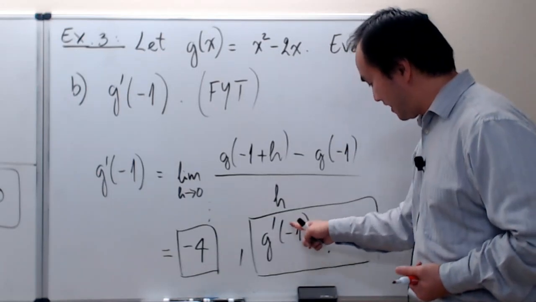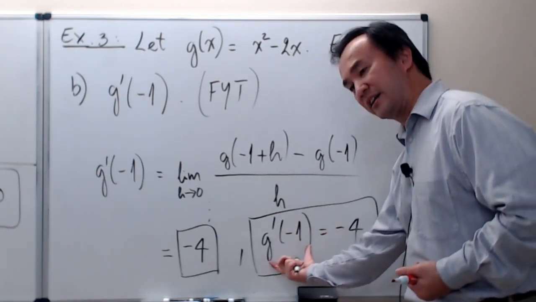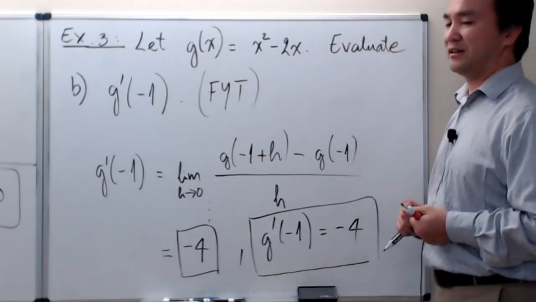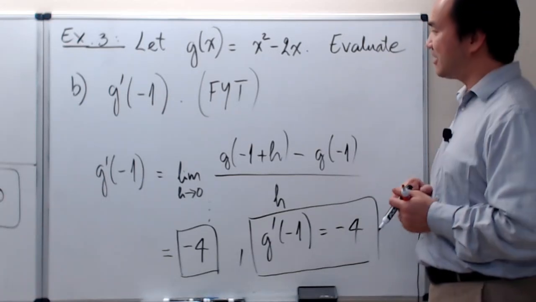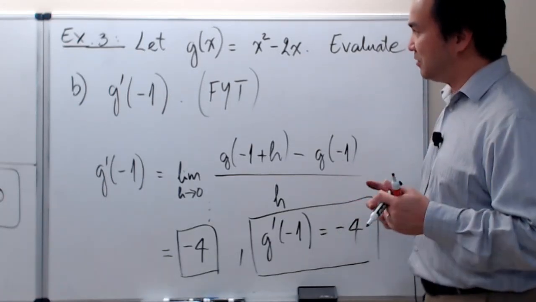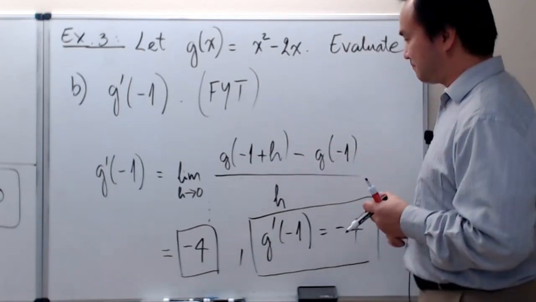So g prime at -1, or the slope of the tangent line to that graph right here, to that curve at x equals -1, is -4. Okay, and so now let's get on with another example which gives any one of you more experience in terms of working with our derivative here.